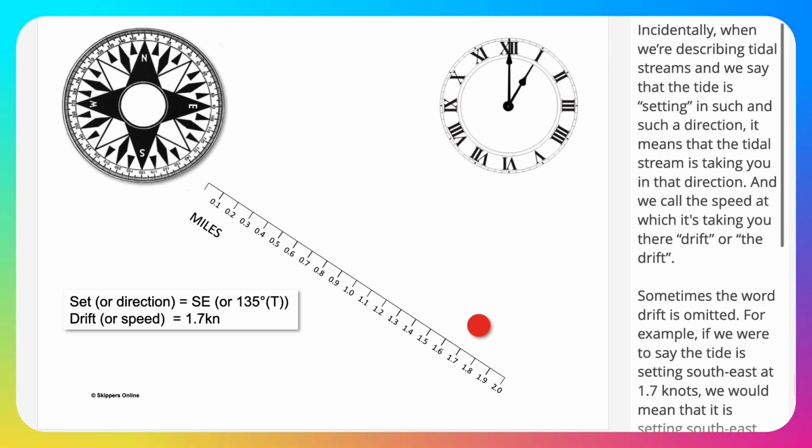Note that, in common with everything else that's written in an almanac or appears on a chart, the set is always given relative to true north.